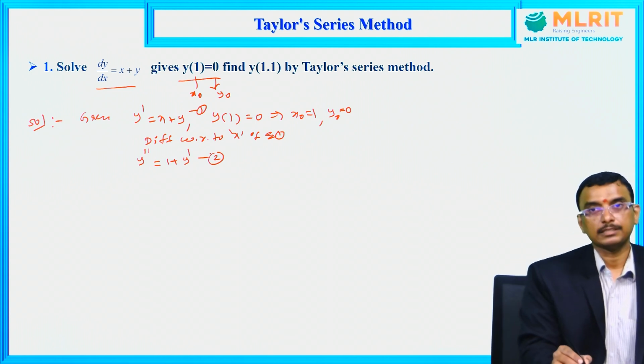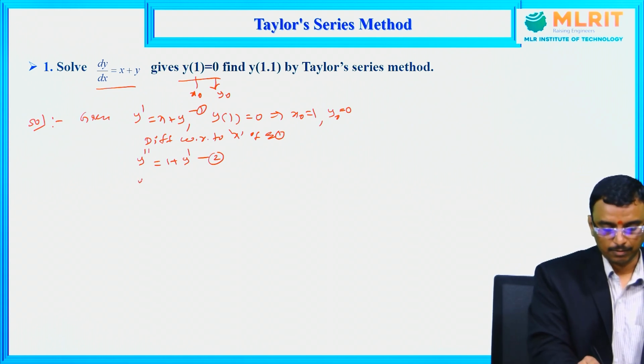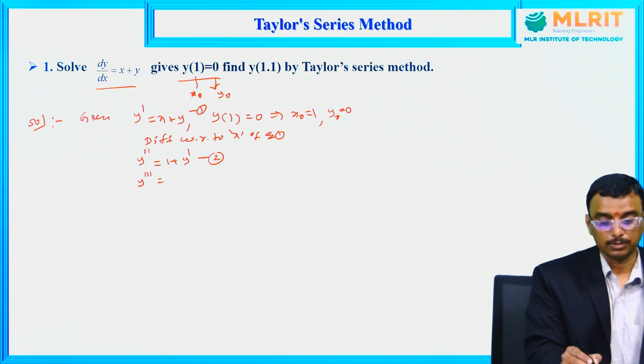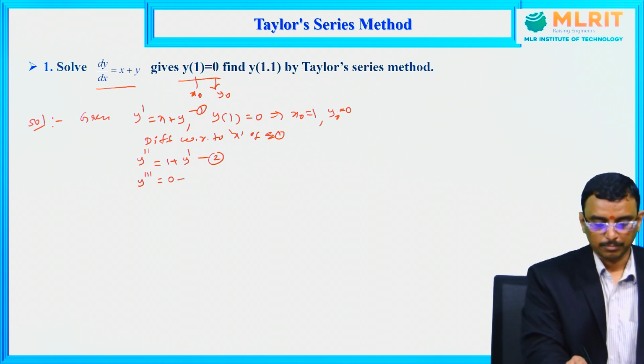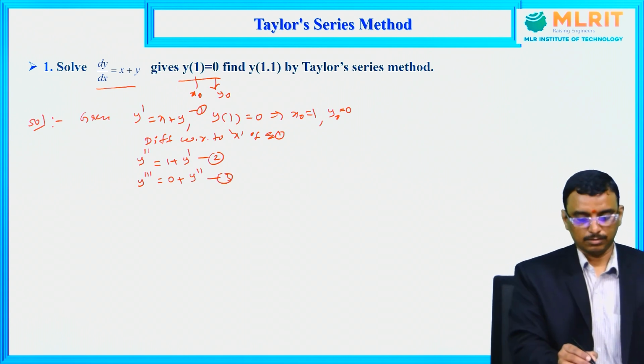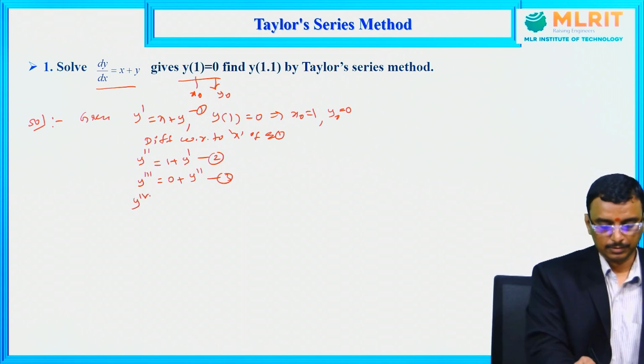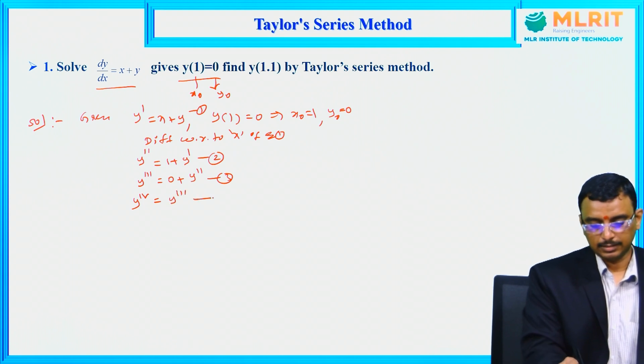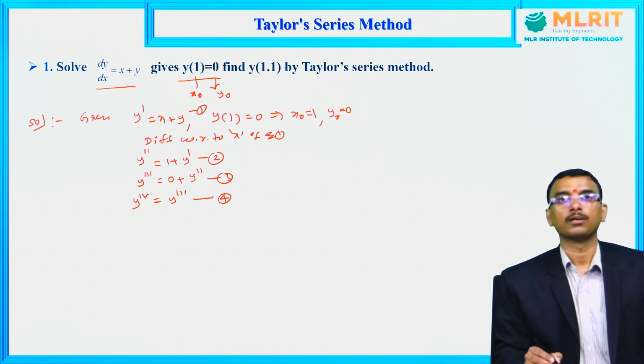Now again differentiating with respect to x, we get y triple dash is equal to 0 plus y double dash. This is equation number 3. Now we'll do one more time. So y fourth order is equal to y third order. So that is equation number 4.